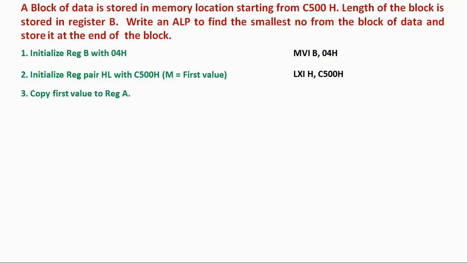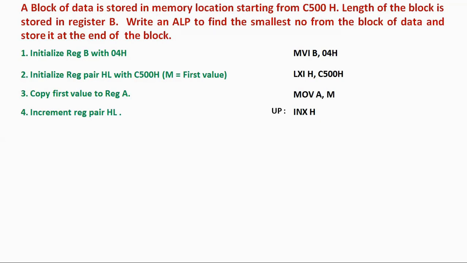Third is to copy the first value to the register A. Since we have copied C500H into the HL pair, the first value is in M. So to copy the M value into register A, we'll write MOV A, M. Next, I want the second number in my M, so we have written the instruction to increment register pair HL. To increase the register pair HL value, we'll use the instruction INX H.